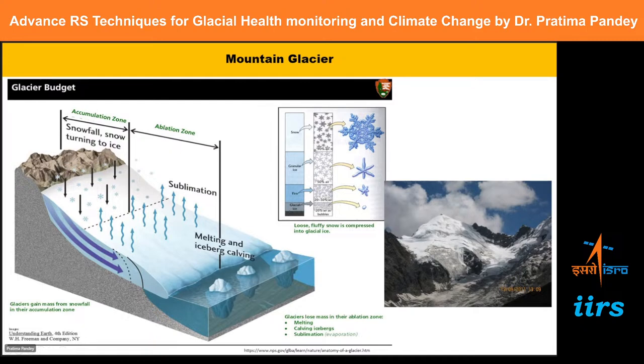This picture shows how snow converts into glacial ice. In the precipitation we get snow. Snow converts into granular ice, and ice converts into firn, and then glacier ice. As they transform, their density also changes from lower to higher.